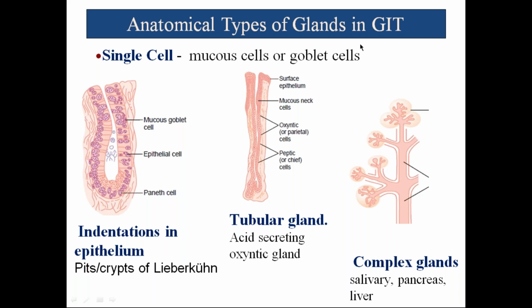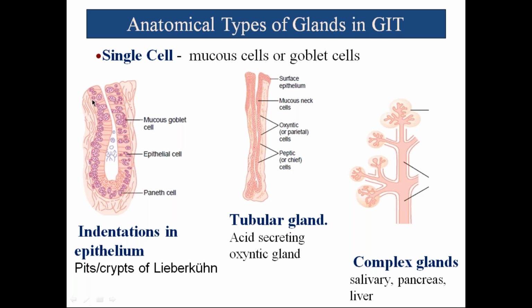Second type of glands which are present in the GIT are the tubular glands. These tubular glands are basically present in the stomach and the upper duodenum, and these are, as the name suggests, long tube-like structures. They are primarily present in your stomach and duodenum, where they secrete the gastric acid.